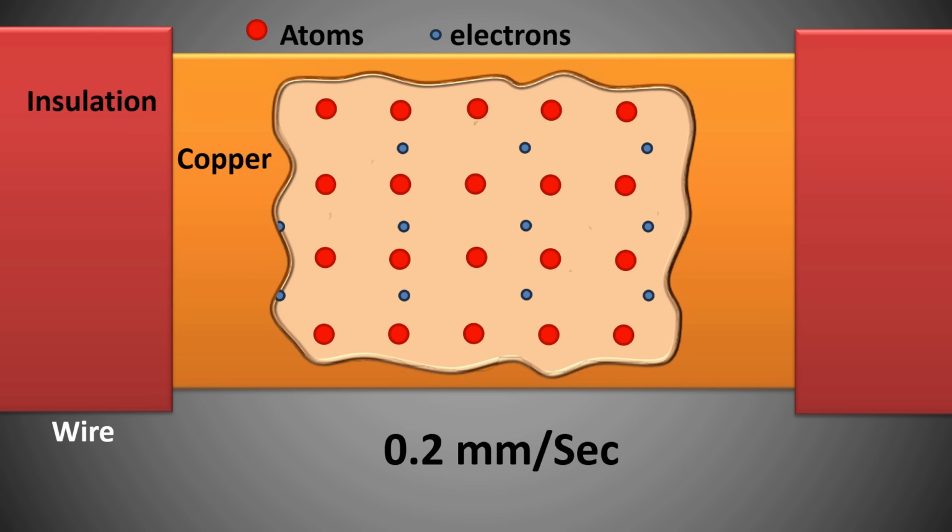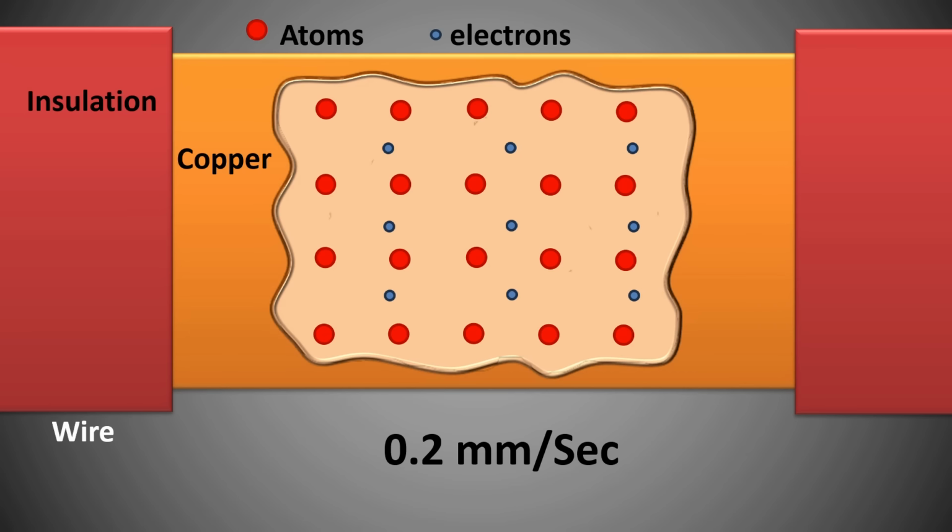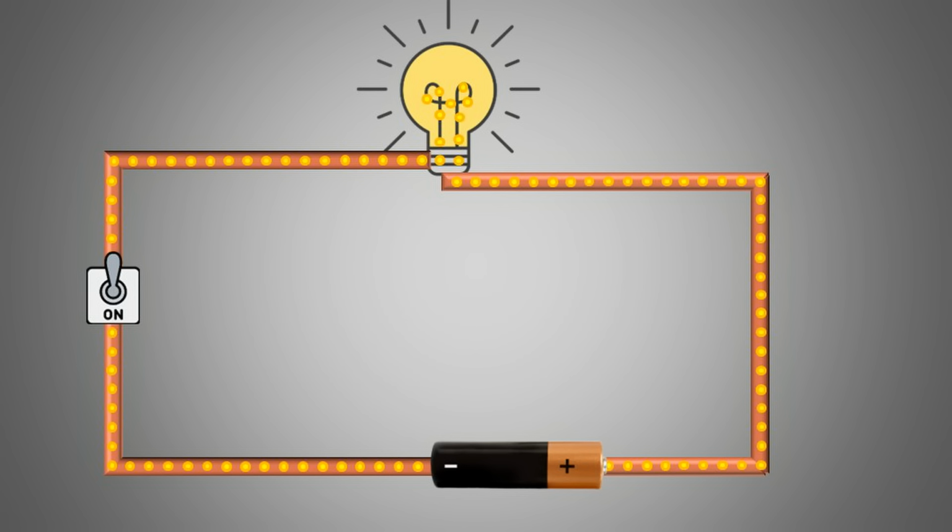The actual electrons inside a wire move extremely slowly. Their average speed of motion is called drift velocity, and in a normal conductor, it is only about 0.2 millimeters per second. That means an electron travels just 1/5 of a millimeter in 1 second. So if electrons are this slow, why doesn't the bulb take many minutes to glow after flipping the switch?